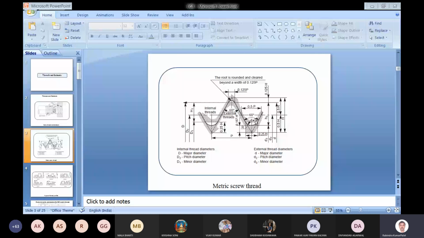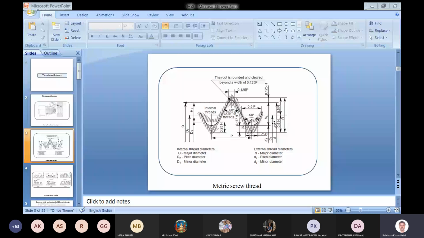Like for internal thread, we have capital D1 as the minor diameter and capital D2 as the pitch diameter, and capital D is the major diameter. Similarly, for external thread, we have small d, that is the major diameter, small d2 as the pitch diameter, and small d3 is the minor diameter. The other dimensions are given in terms of H.